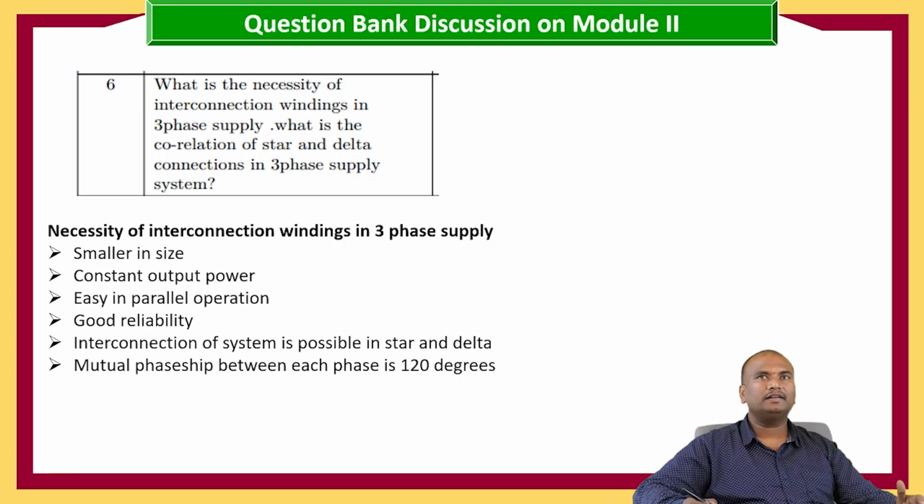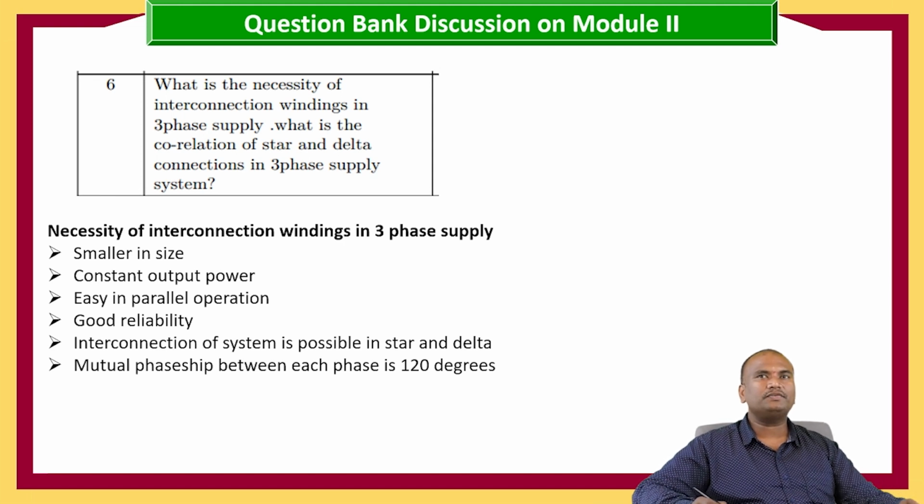Here, the question is, what is the necessity of interconnection windings in three-phase supply? And what is the correlation of star and delta connections in three-phase supply systems?